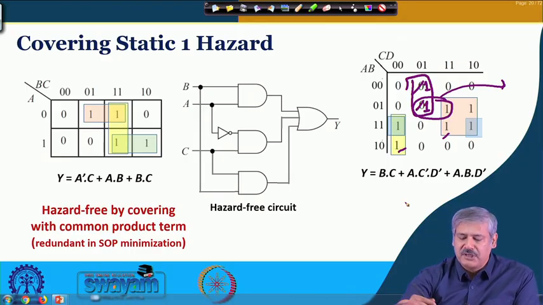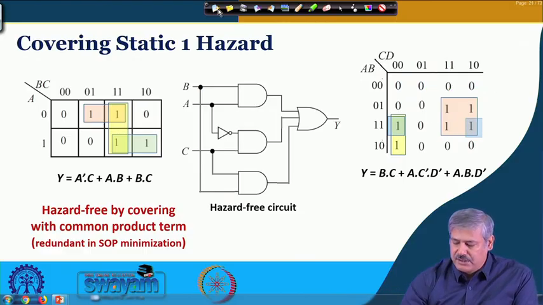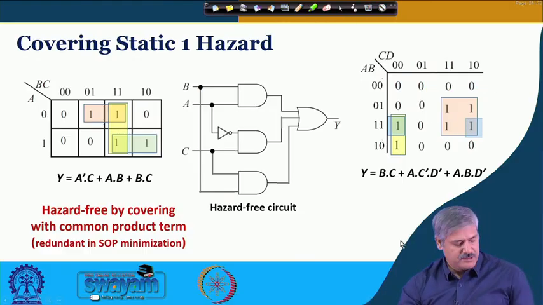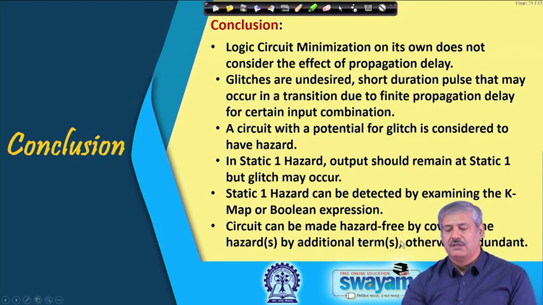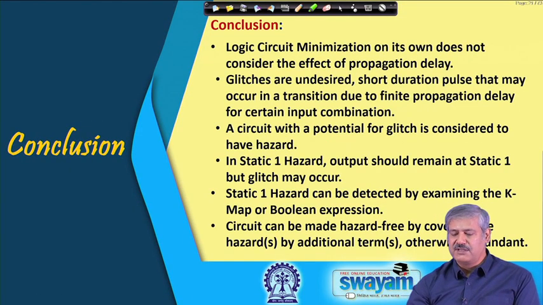So this we take note of, and with this we summarize what we discussed today: logic circuit minimization on its own does not consider the effect of propagation delay. Glitches are undesired short duration pulses that may occur in a transition due to finite propagation delay for certain input combinations. A circuit with a potential for glitch is considered to have a hazard. In static 1 hazard, the output should remain at static 1, but a glitch may occur for that specific combination. Static 1 hazard can be detected by examining the K-map or the Boolean expression.